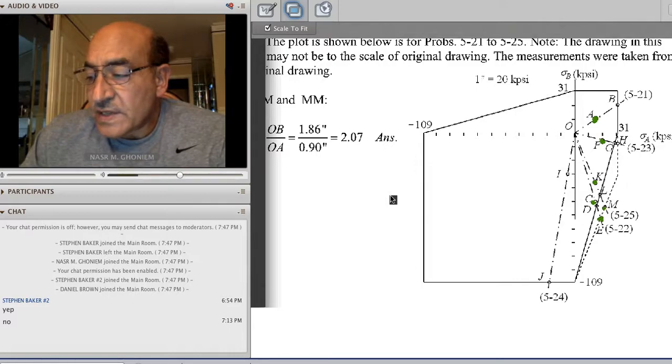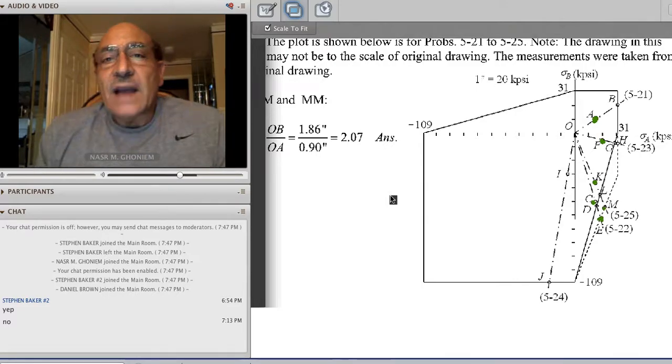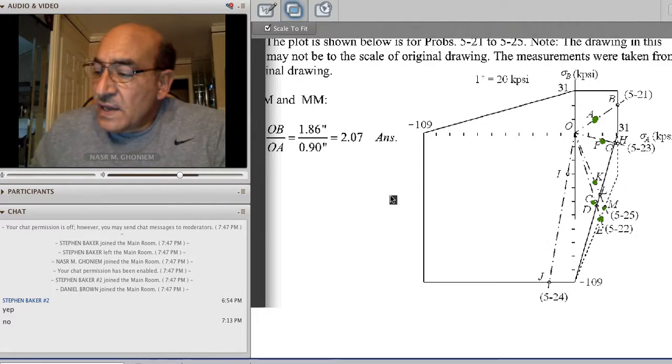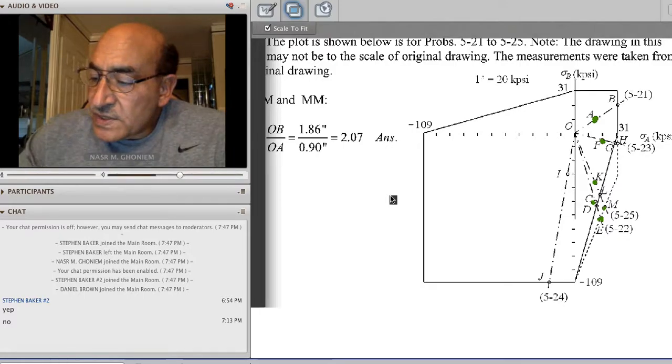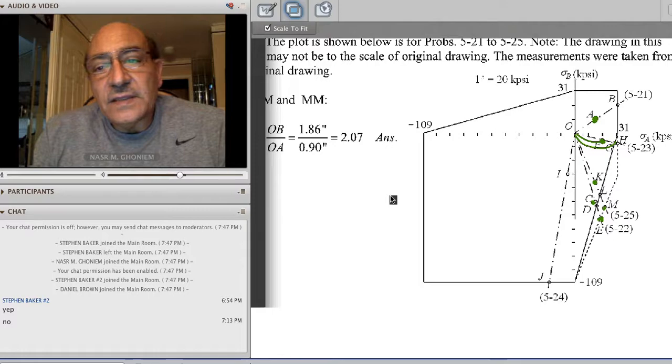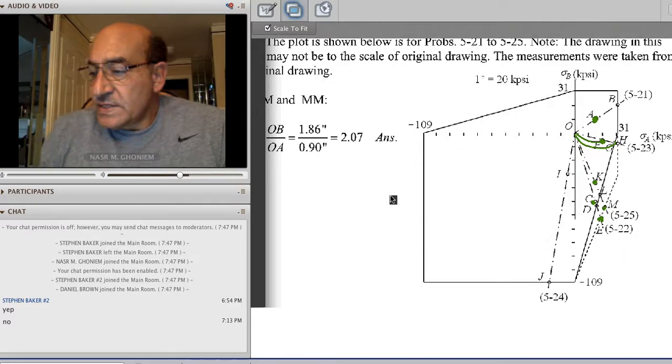All of these are points for different problems after you do the stress transformations to find your sigma A and sigma B. And then to compute the factor of safety, for example, you have to find this length here and this length there, and then divide these two lengths by each other to get the factor of safety. So are there any questions on this one?